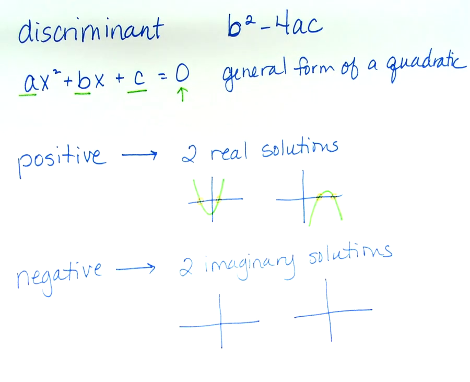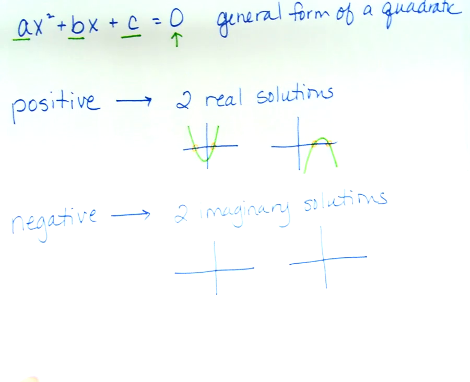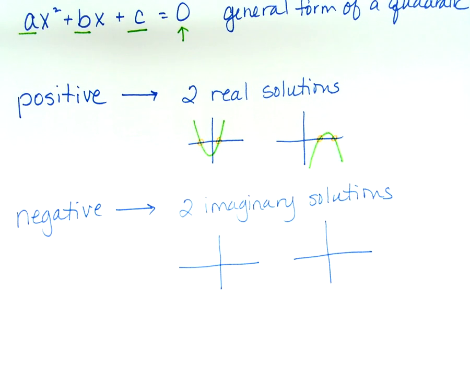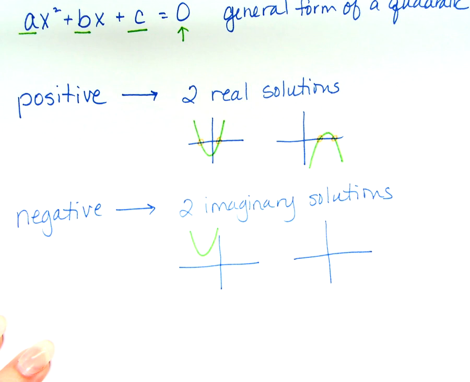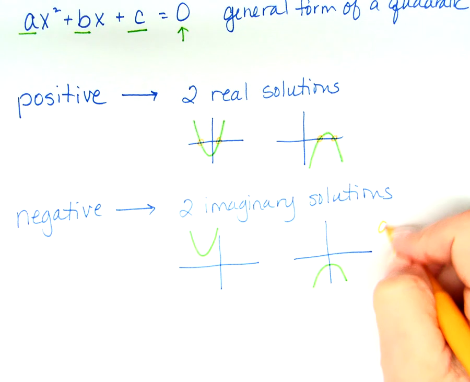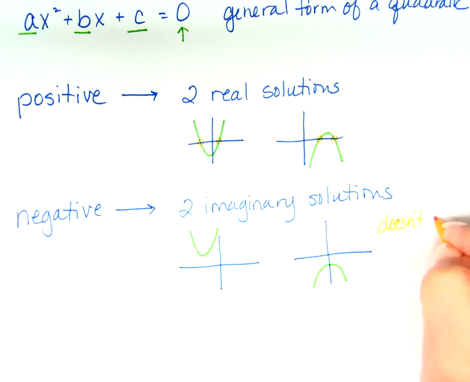Knowing what it means to graph a quadratic and find the solutions, what does a graph look like that has two imaginary solutions? What do you think? Yeah, it doesn't cross the x-axis at all. Maybe it's all the way above or maybe it's all the way below, right? Regardless, the graph doesn't cross the x-axis.